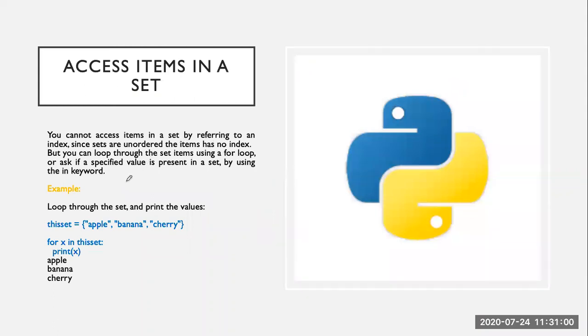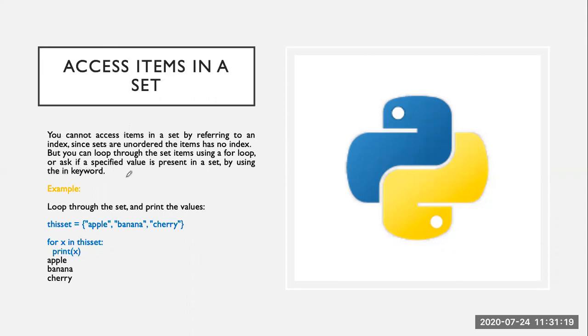Okay, how can we access the items in sets, as these are unindexed? We cannot access the items by referring to an index number because sets are collections of items which are unindexed. But we can loop through the sets using the for loop.